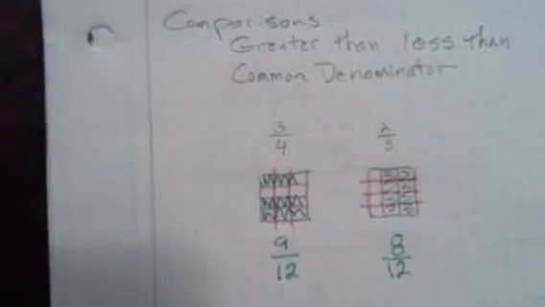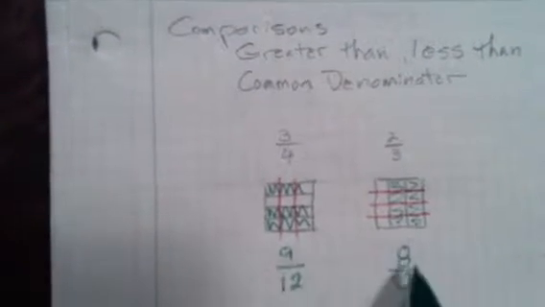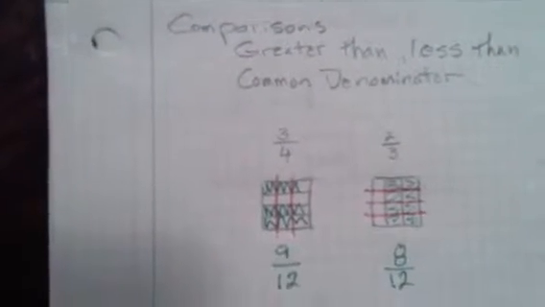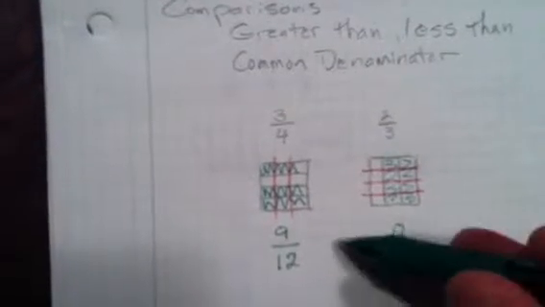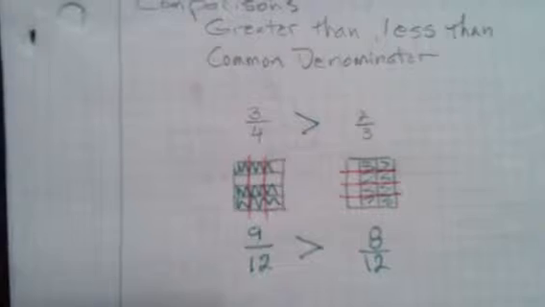12ths. And now that I have compatibly sized pieces, I can say, oh well, 9/12 is more than 8/12. So 9 of a certain shape is more than 8 of a certain shape. So that means 3/4 must be greater than 2/3.